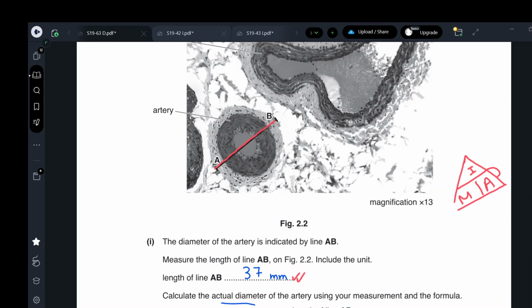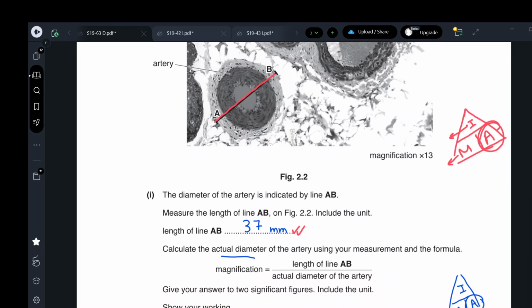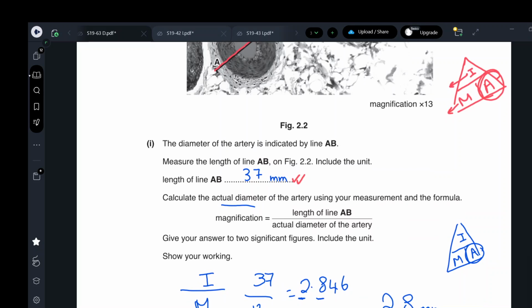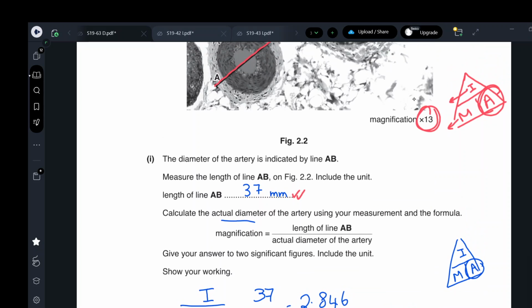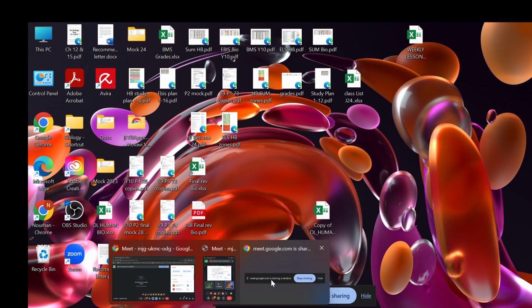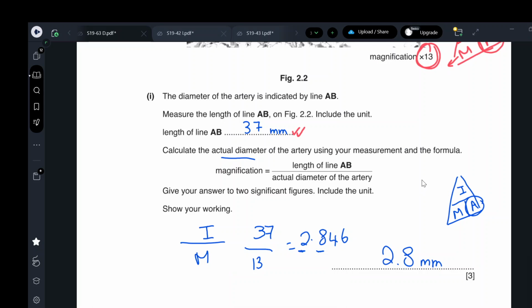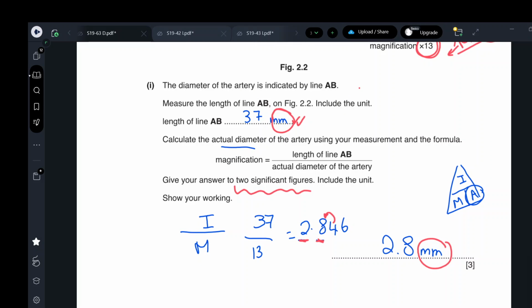Calculate the actual diameter. I want the actual, so I will put image over magnification. Image over magnification, okay? 37 over 13. Where is the magnification? Under the photo. 37 over 13, 2.846. To the nearest two significant figures, you will take the first two numbers, so it is 2.8 millimeter. If this is calculated in millimeter, the answer will be in millimeter. If it is calculated in centimeter, then the final answer will be in centimeter. Both are correct as long as you write the unit.